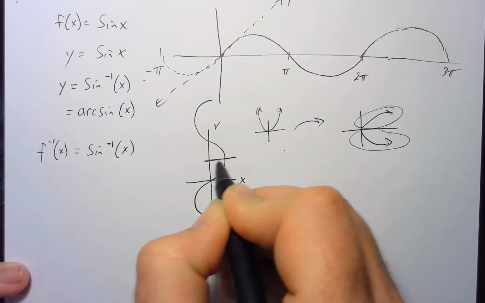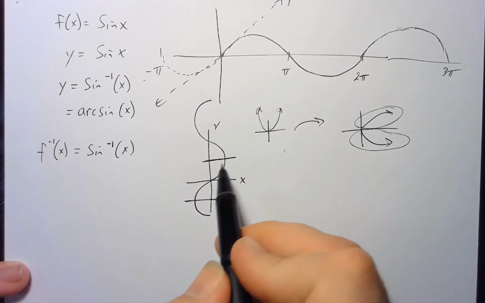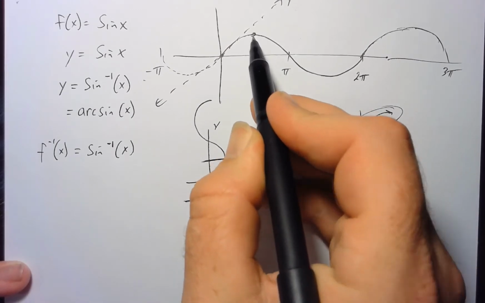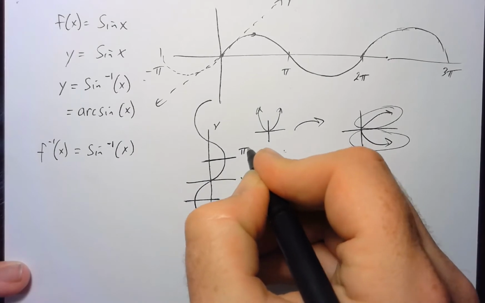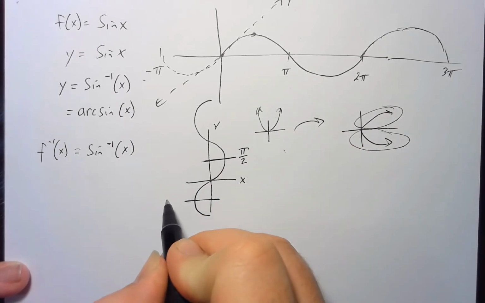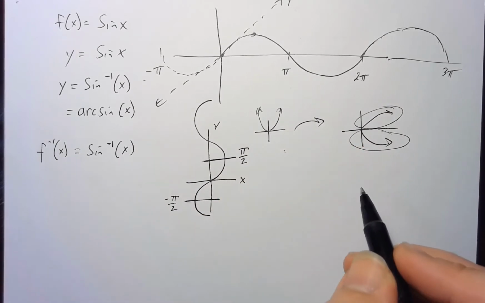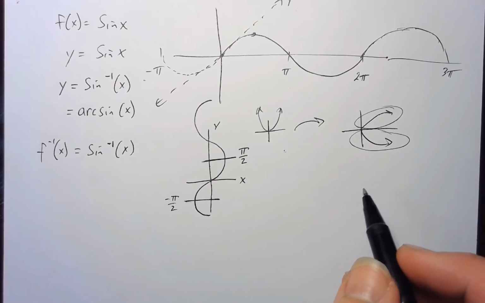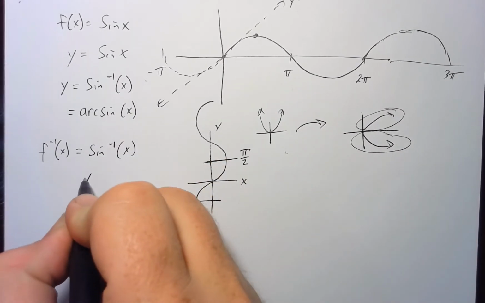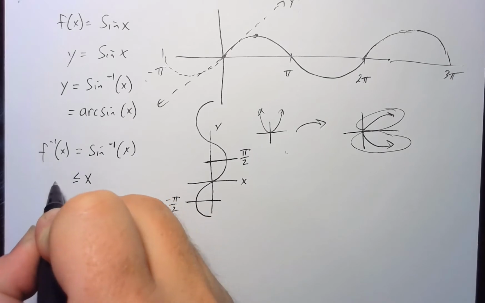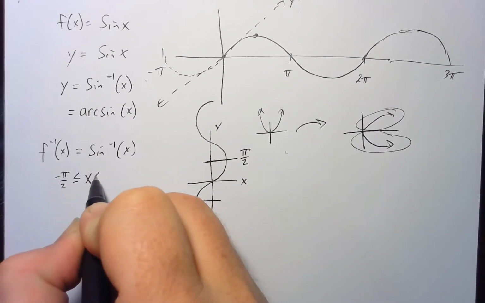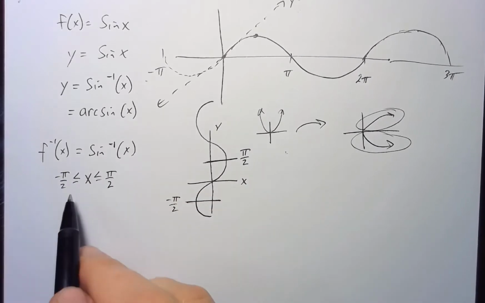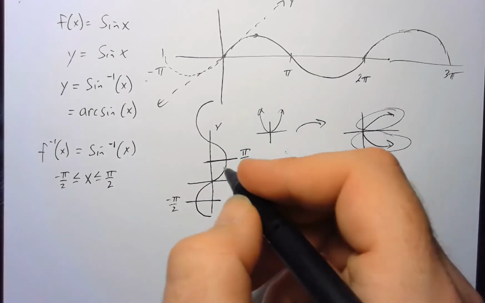So I'm going to cut it right here, and I'm going to cut it right here. Now if we recall that location, that high point on the sine function, that's supposed to be a pi over 2 location. And this one down here then would be a negative pi over 2 location. So when I select the sine inverse function, it is domain-wise defined from negative pi over 2 to pi over 2, specifically in such a way that we are including those two locations.